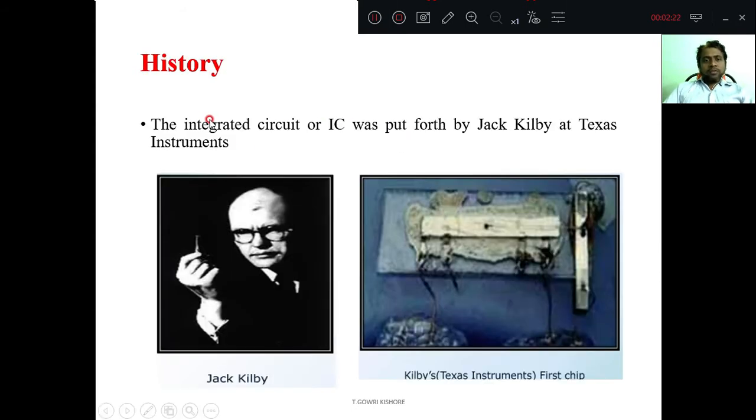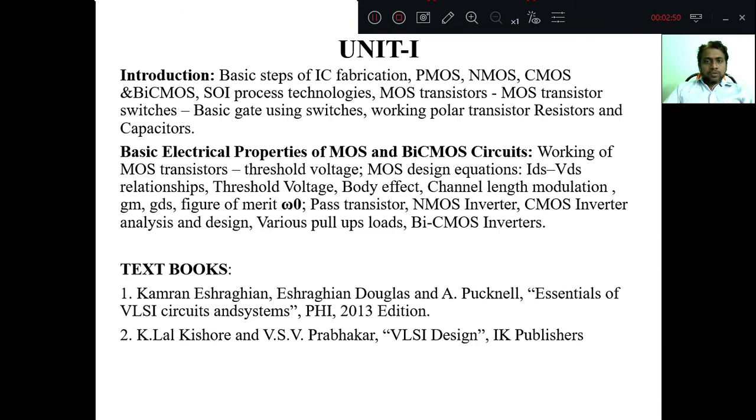Before entering into the subject VLSI design, the VLSI design domain was mainly developed because of the development of integrated circuits. The integrated circuit was invented by Jack Kilby at Texas Instruments. So now we are entering into unit 1.